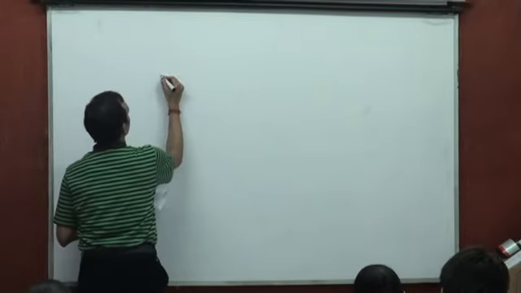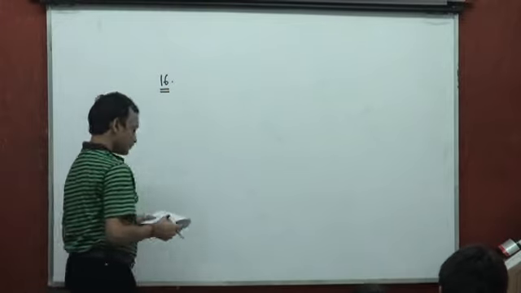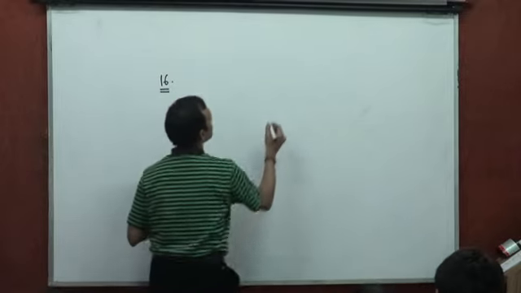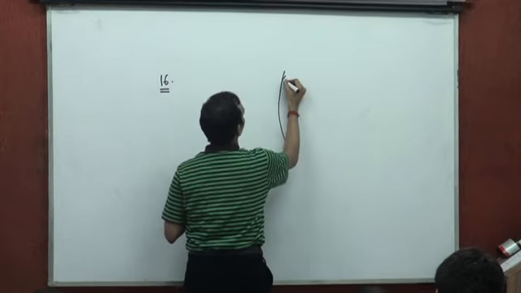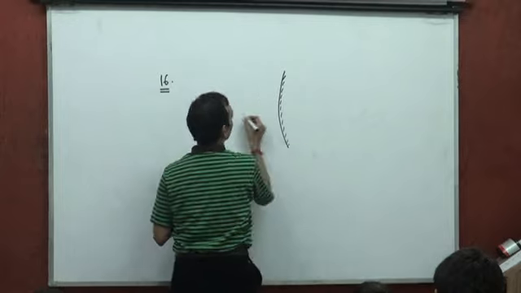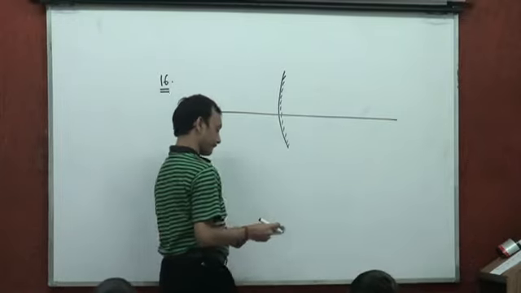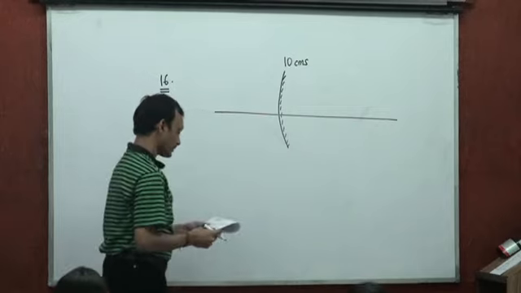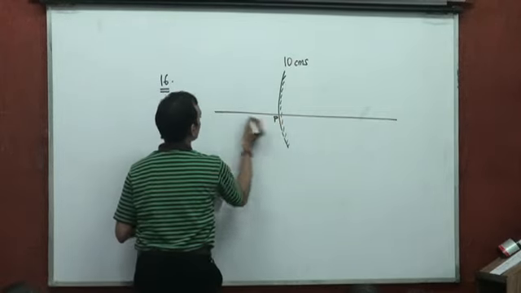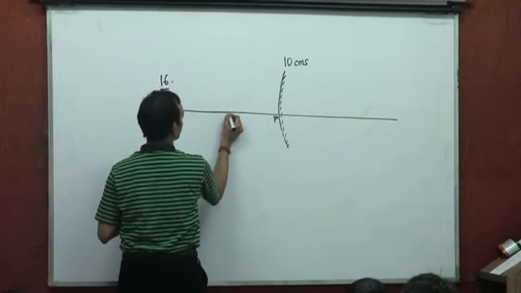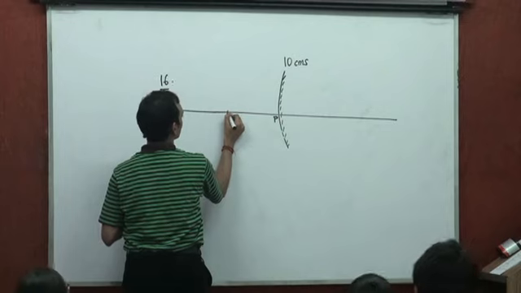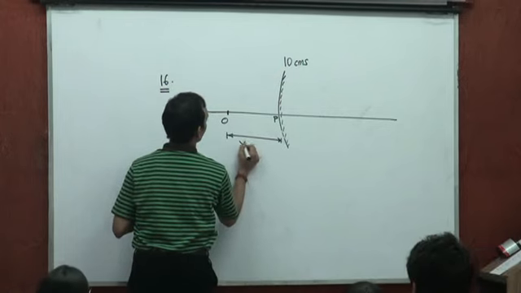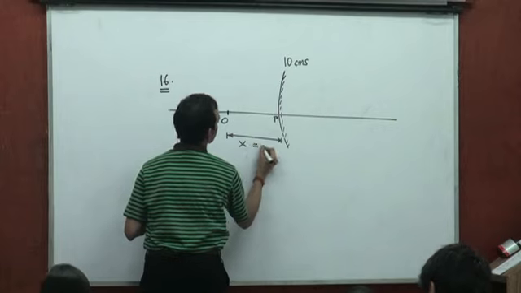Problem 16. An object is placed on the principal axis of a convex mirror of focal length 10 centimeters and at a distance 10 centimeters from the pole. X, let's say, which in this case is 10 centimeters.